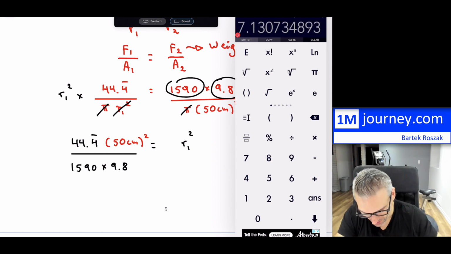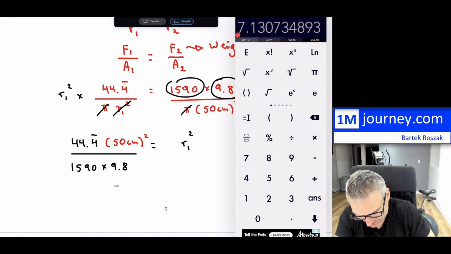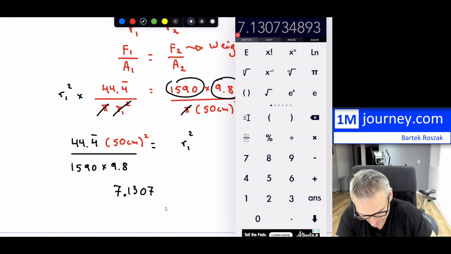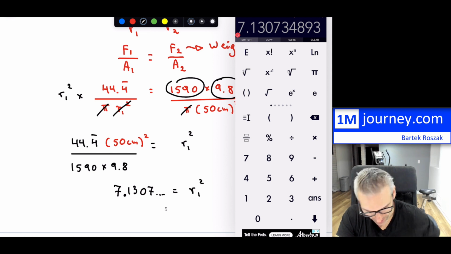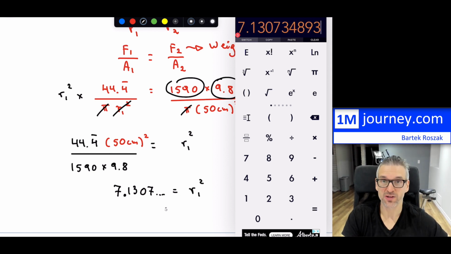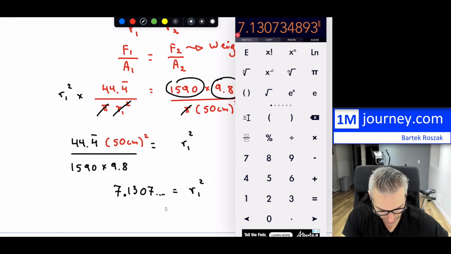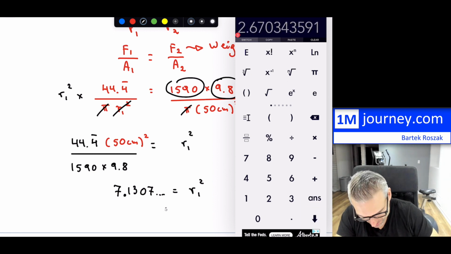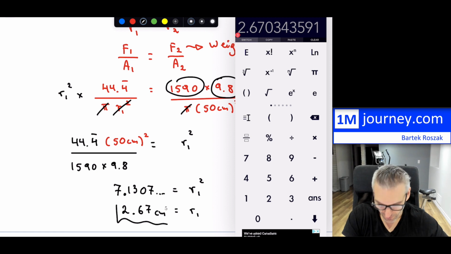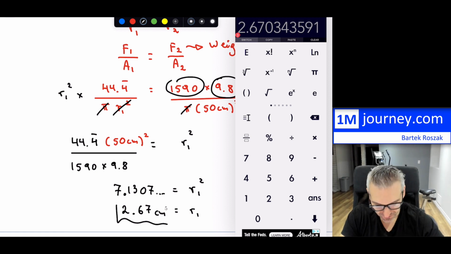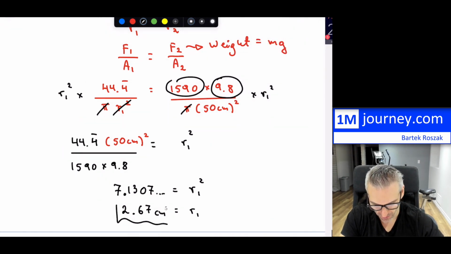So there you have it. That's going to be 7.1307, etc. Now this is not our radius yet, because this is r1 squared. So we have to take the square root of this. The square root is the same thing as taking it to the exponent of a half, or 0.5. And that's going to be a very tiny radius. So this is 2.67 centimeters. So very, very small, right? The other one was 50 that we would have in here.